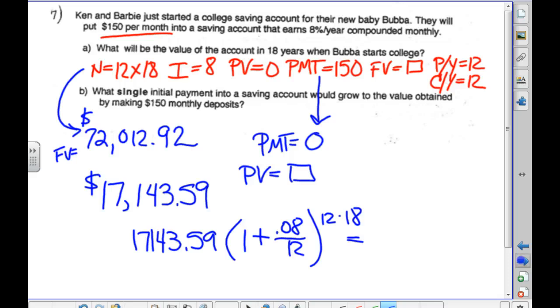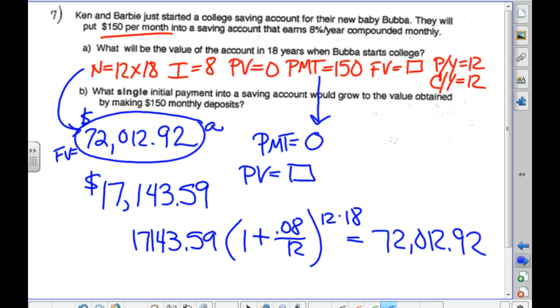It's on my computer, so I hope I'm talking loud enough for it to pick up. It checks, right? This number comes out within a penny or so? Yes? Okay. So this is the answer to A, and this is the answer to B. This was just our check down here.